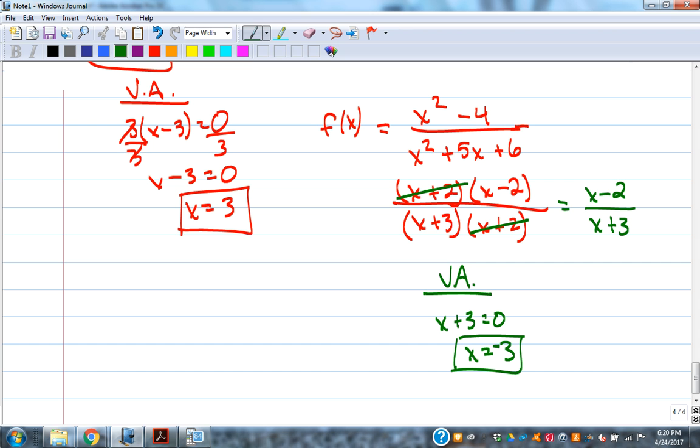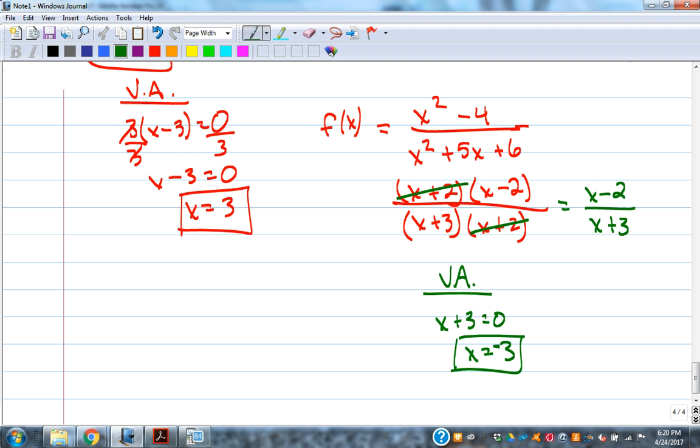If you're trying to find the domain, don't cancel. Domain, remember, has everything that's in the denominator to start with. Vertical asymptotes is after you've canceled stuff out. That's what you've got to remember about those.